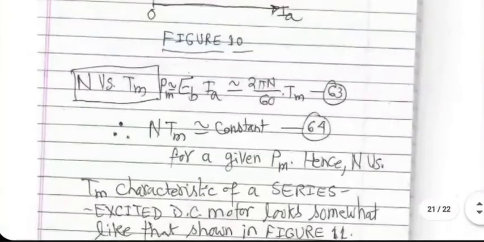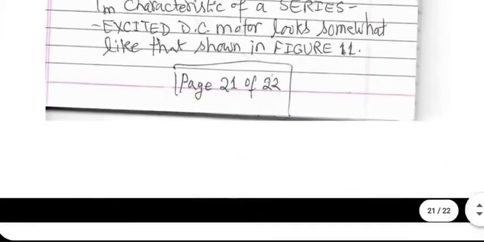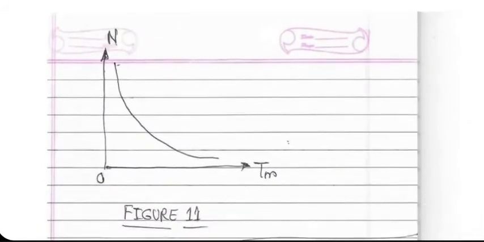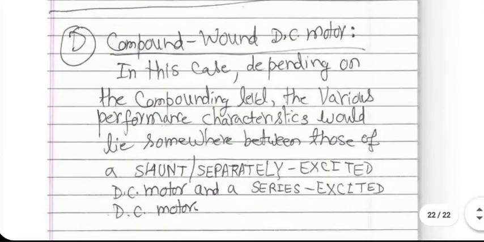The last one is, of course, N versus Tm, purely mechanical characteristic. Again, it turns out that the behavior is something like this. You can double check this in books, but roughly this is what is expected for series motor.